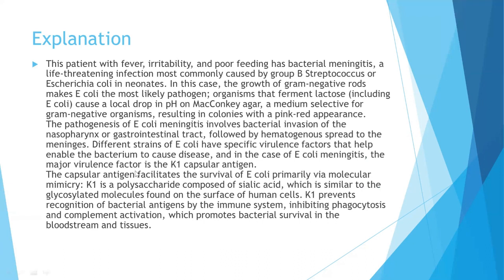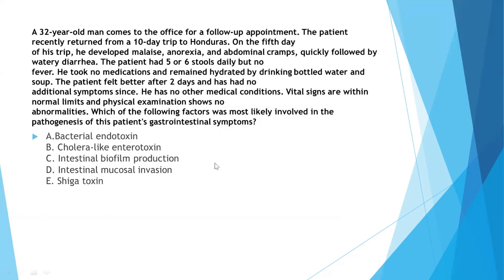Now, different strains of E. coli have specific virulence factors that help enable the bacterium to cause disease. And in the case of E. coli meningitis, the major virulence factor is the K1 capsular antigen. We have one more question with us. Which of the following factors was most likely involved in the pathogenesis of this patient's gastrointestinal symptoms?